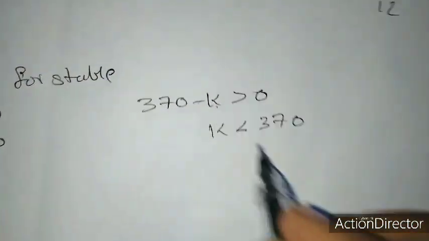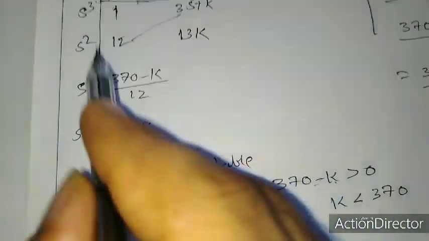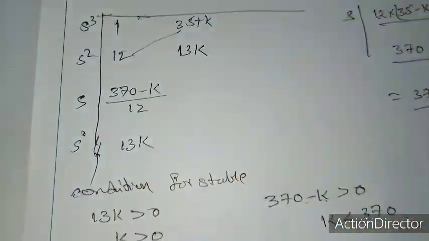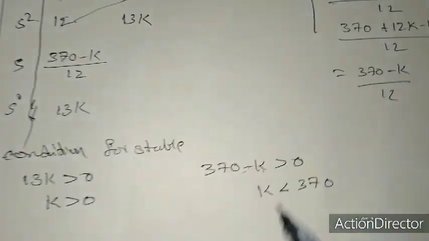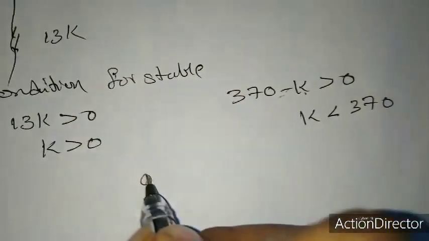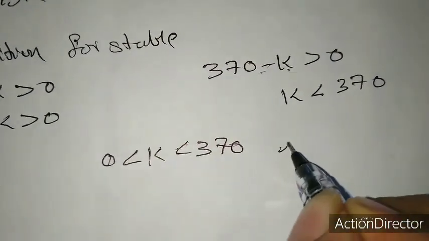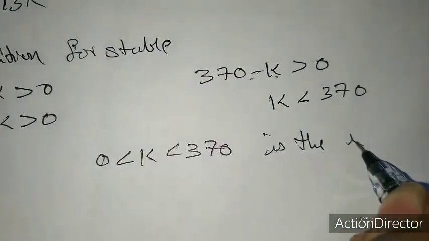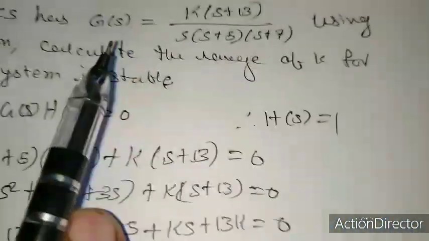Right? If k is 371, what happens? This term will be minus 1, and the first column elements do not have the same sign, so the system becomes unstable. So for the system to be stable, k should be less than 370. So the range of k is 0 less than k less than 370 for the system to be stable.